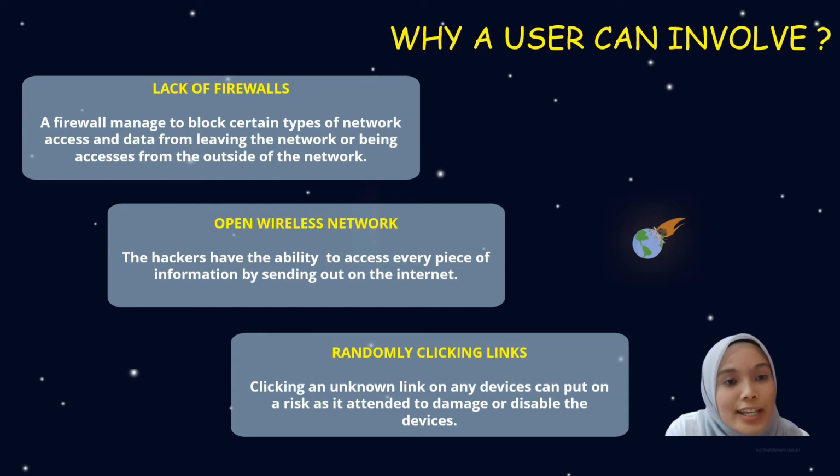Open wireless network. This is the main reason why the user can get involved in this, as the hacker has the ability to access every piece of information sent out on the internet. Lastly, it is the most common thing the user does, which is clicking a random link. Clicking an unknown link on any device can put it at risk as it is intended to damage or disable the device. If you got malware or a virus on your device, the scammer could retrieve your password, your payment data, and have access to all your files.